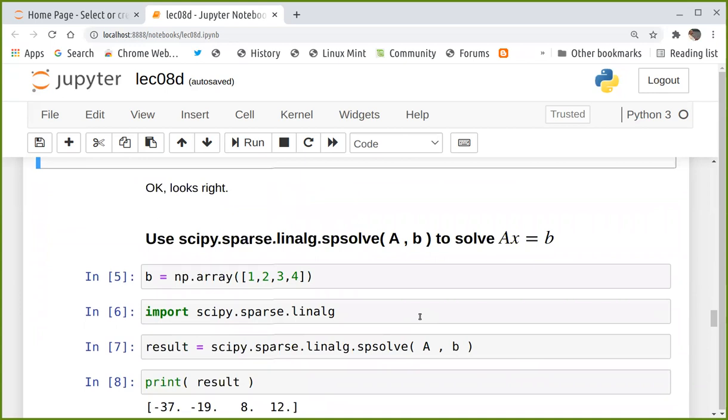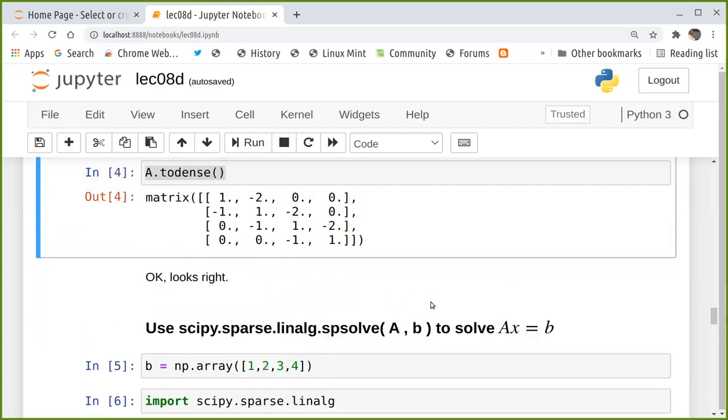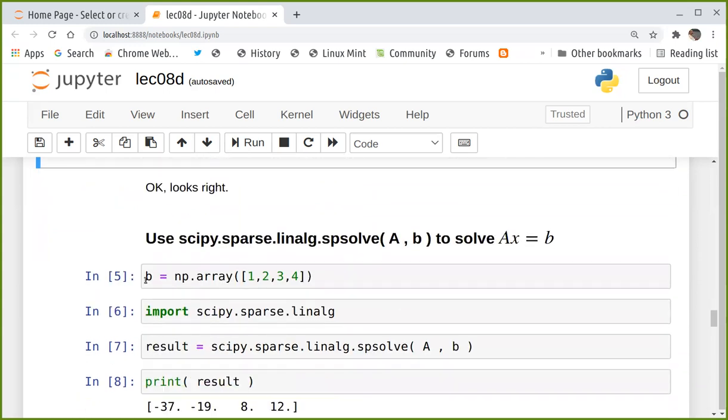Now, there's a solver for sparse matrices, and it likes to have the sparse matrix in a particular format. So that's the reason I've used CSR as the format for storing it. Okay, so we want to solve, we tell it what B is. That was the column vector 1, 2, 3, 4.